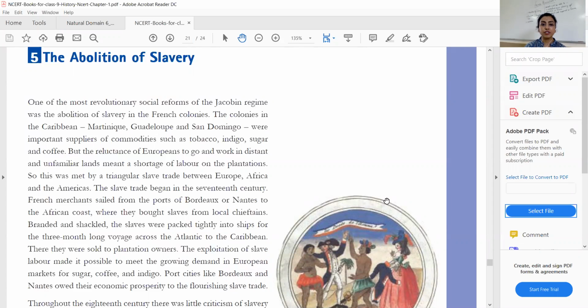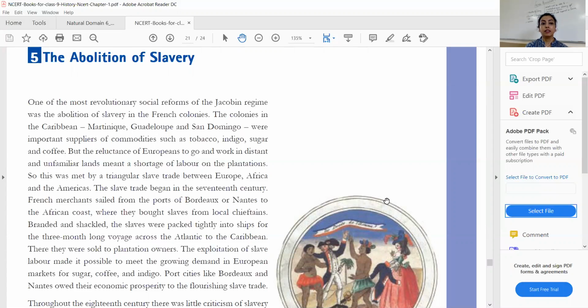One of the most revolutionary social reforms of the Jacobin regime was the abolition of slavery. Slavery was abolished during the rule of the Jacobin government, when Robespierre ruled. So slavery was abolished in the French colonies. Colonies in the Caribbean, Martinique, Guadeloupe, and Saint Domingo were important suppliers of commodities such as tobacco, sugar, indigo, and coffee.